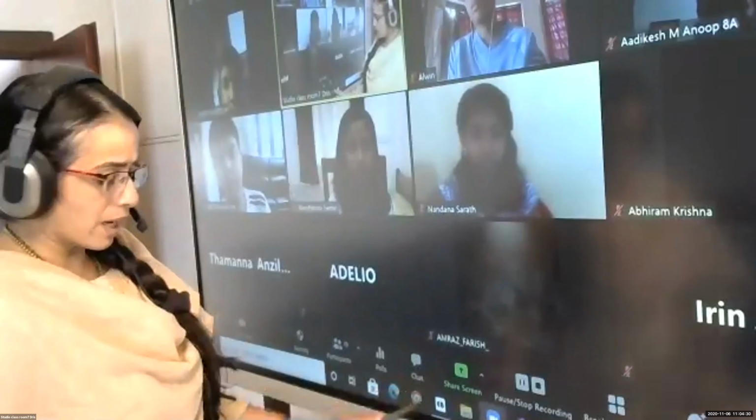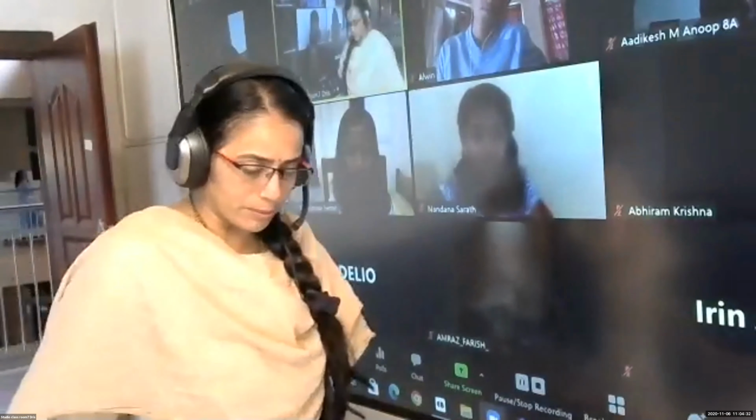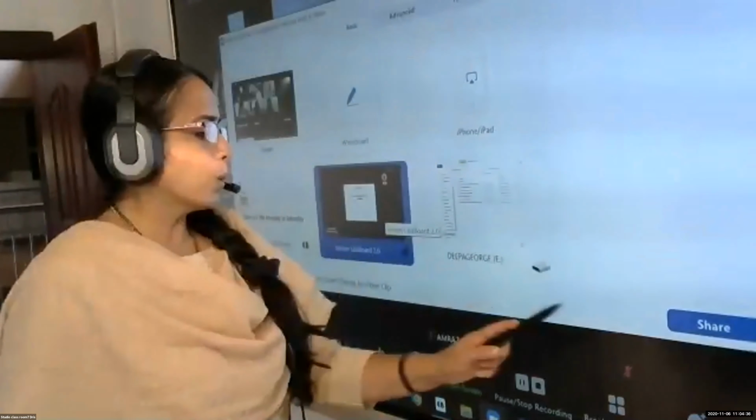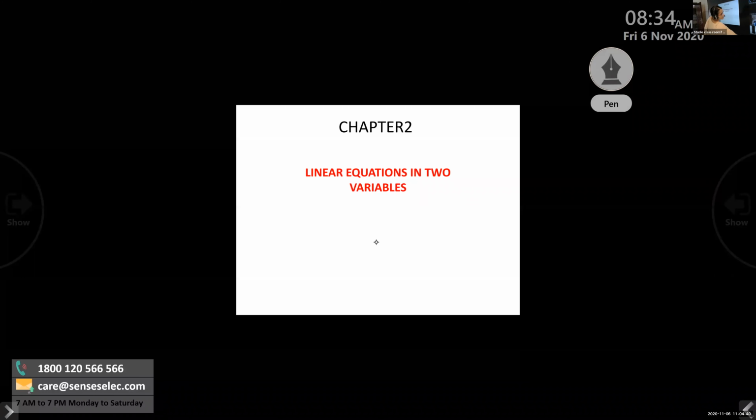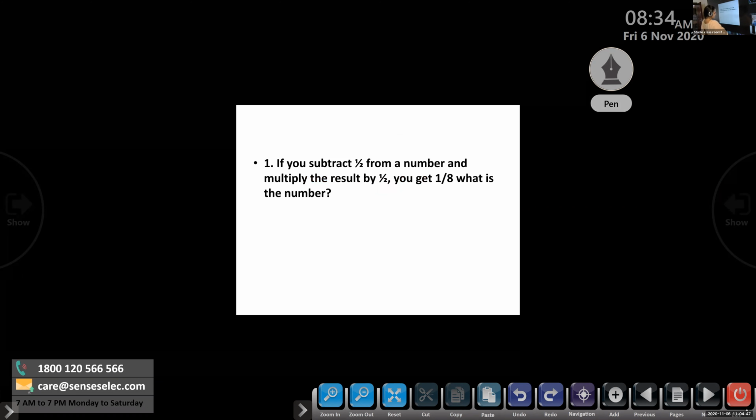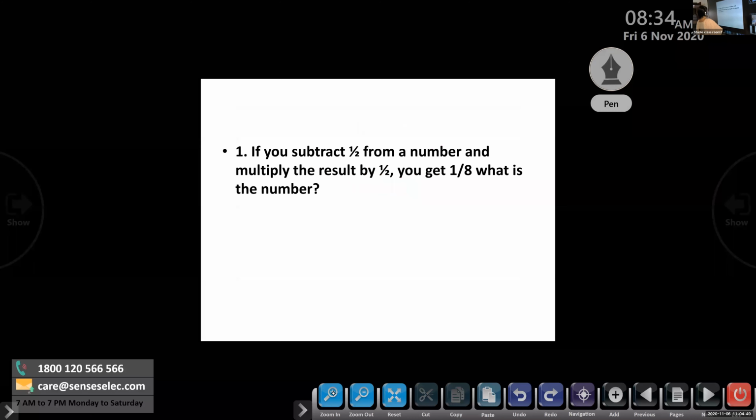Next we have some word problems of the same type, solving linear equations in one variable. So next question. Write the question.